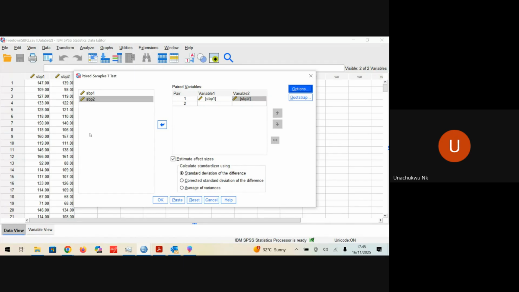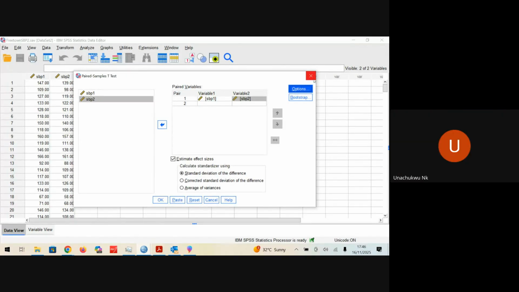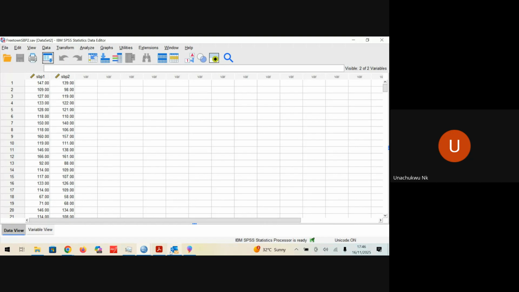You're moving too fast. This new file you are talking about, we have to go back to that place to get it. Okay, SBP2. Have you found it? Is it called Freetown SBP2? There are two of them, SBP2.SAV and ditch. I don't know which one was supposed to.